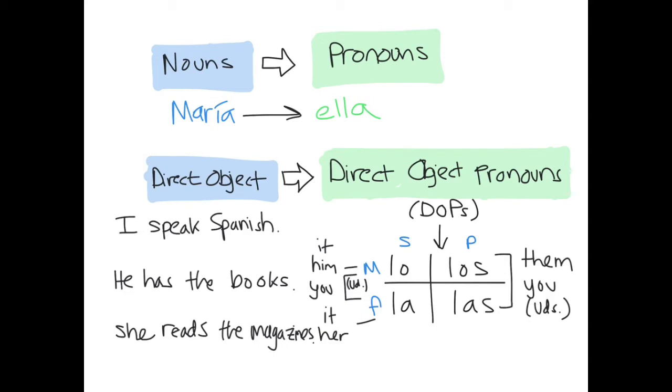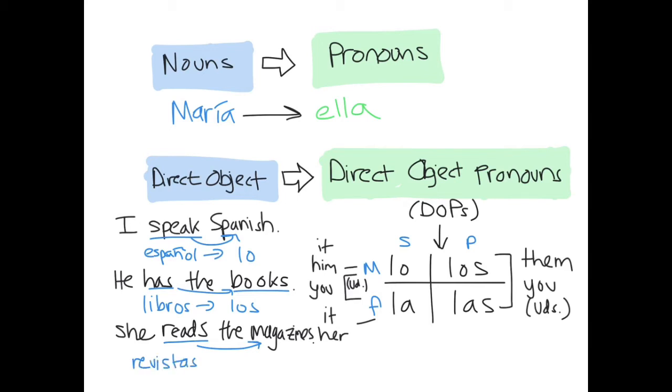Alright, so let's talk about how to replace the direct object with the DOP. So I've got some sample sentences here. We need to find the original direct object so that we know what to replace it with. So find your verb. What's being spoken here? Spanish. So Spanish is español. And instead of using that word, we can say lo for it, to say I speak it. Now our verb has, what do we have? Books. Those are libros, which are masculine and plural. So we're going to use the DOP los in our replacement. Reads, what's being read? The magazines. Those are revistas. So we're going to use las, which is plural and feminine, for our replacement to say them.